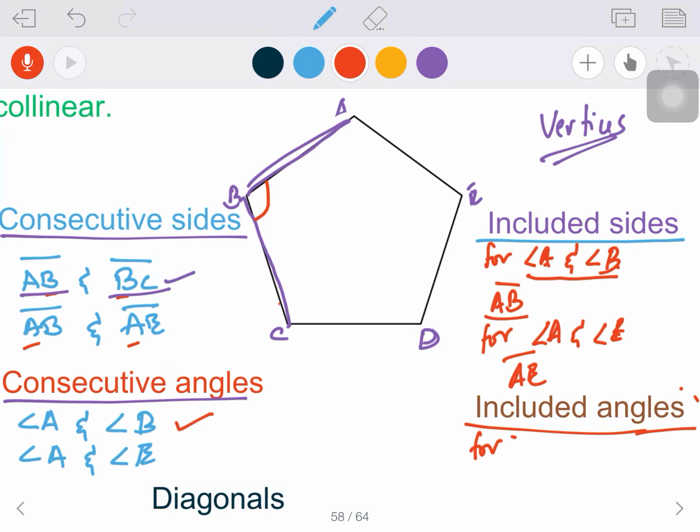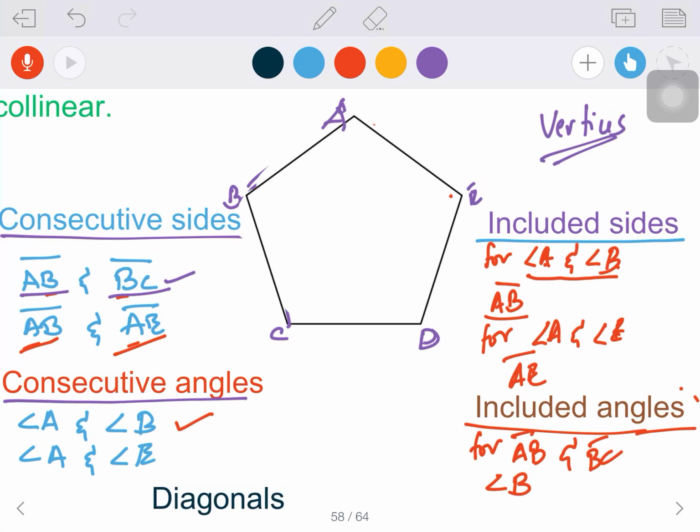So, for side AB and side BC, the included angle is angle B. Alright? What about side AB and side AE? So AB is here, side AE is here. This is your included angle, which is angle A. I hope I made the explanation clearer, and I hope that you understood how to illustrate these parts of a polygon.